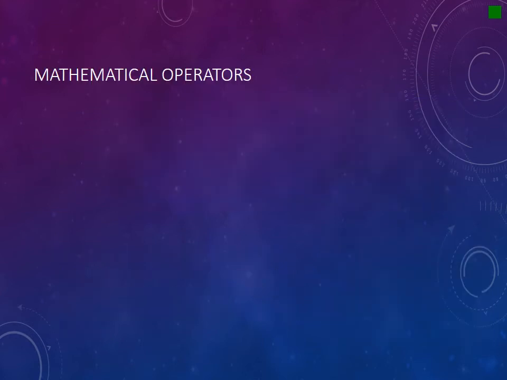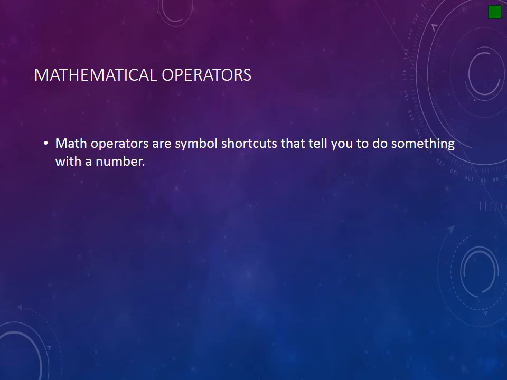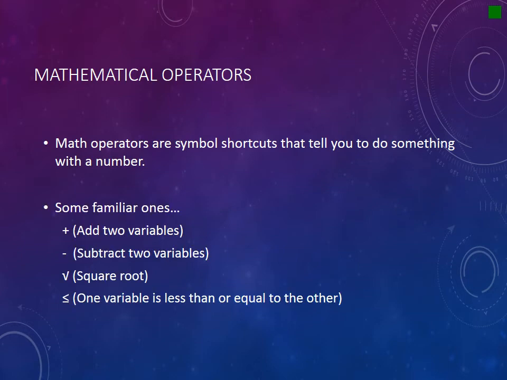So as we go on to build more and more equations that describe more and more physicsy things, we're going to need to know more and more symbols, and these symbols are called mathematical operators, and some of them you're already familiar with. They're shortcuts that tell you what to do with the following value or the number that comes after it. And we have some familiar ones.